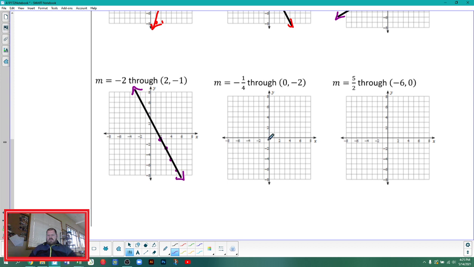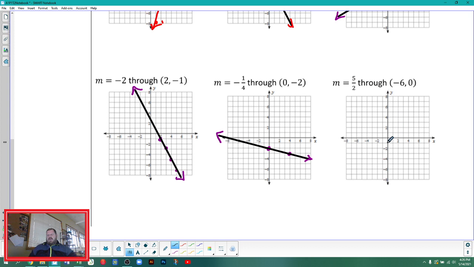Okay, next one, 0, -2. That's this point right here. And a slope of -1/4. That means negative means go down, 4 means go over 4. So for me, I'm either moving up or down, but I'm always moving to the right. And I draw my line through my graph, and I'm good to go. Okay.